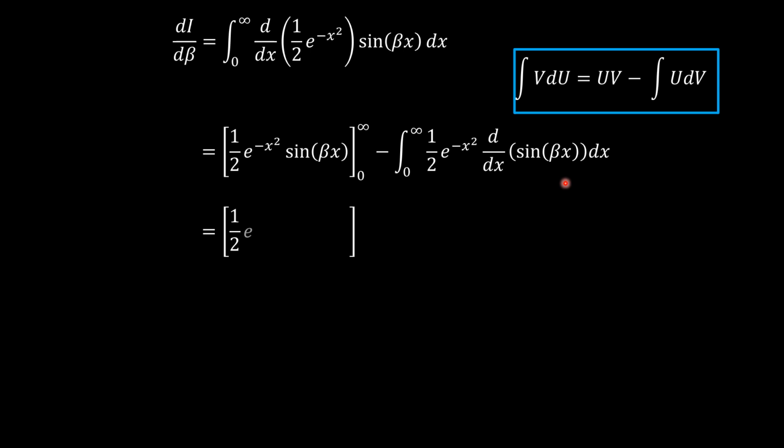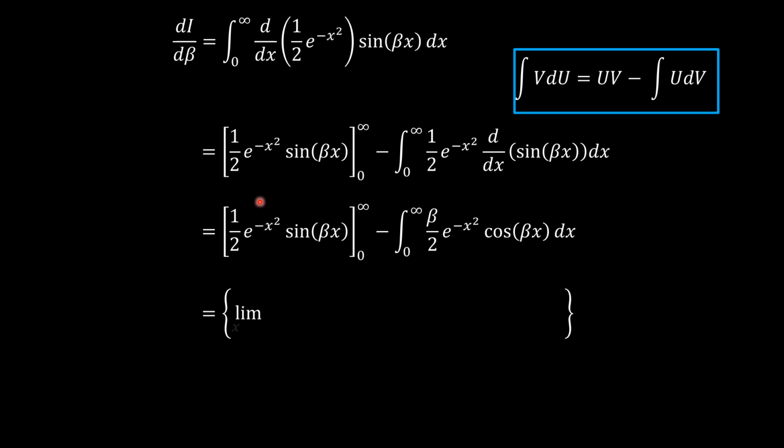So what do we do next? The derivative of sine beta x with respect to x is beta cosine beta x, and now that times this I have, so here we have beta over 2 times e to the power negative x squared cosine beta x. So let's try to evaluate what we have here initially. Limit as x tends to infinity of half e to the power negative x squared sine beta x.